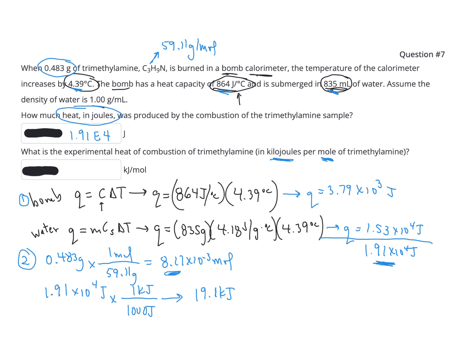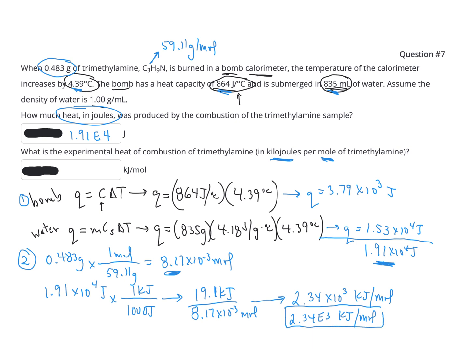The last step, we're looking for energy per mole. So I've got the energy, and I'm going to divide that by the 8.17 times 10 to the minus 3 moles in the reaction, because that gives us the correct units, kilojoules per mole, to see that this reaction has approximately 2.34 times 10 to the 3 kilojoules per mole for the heat of this reaction. 2.34 E3 kilojoules per mole.